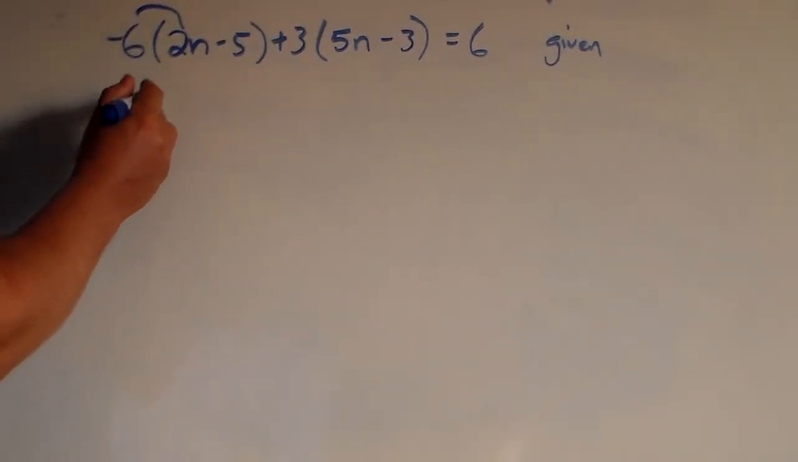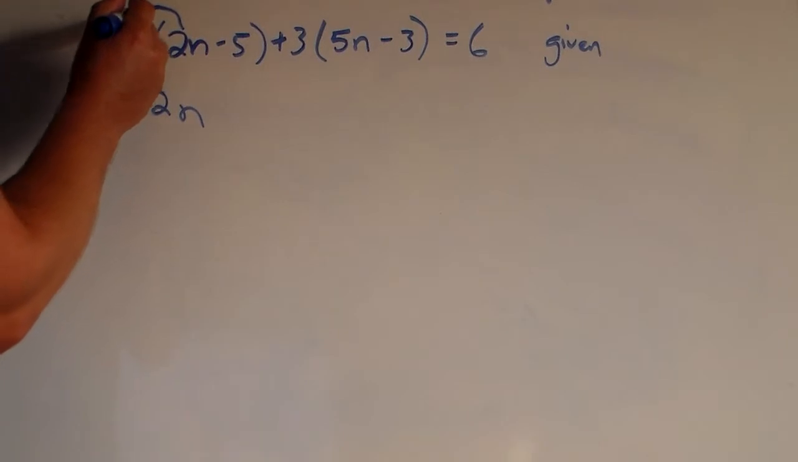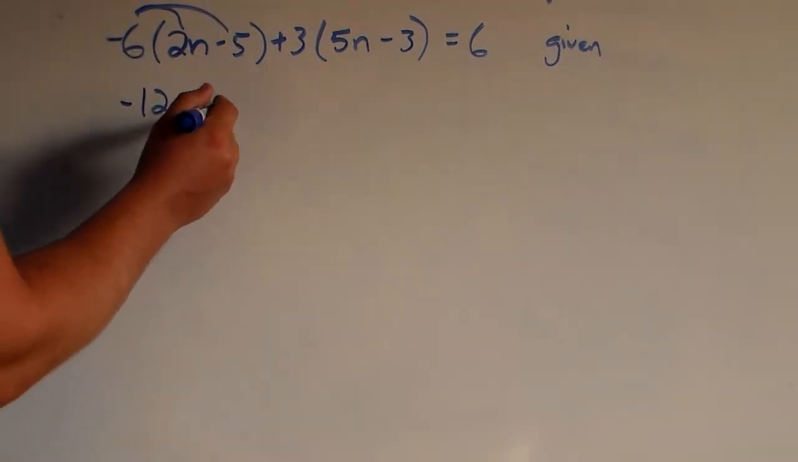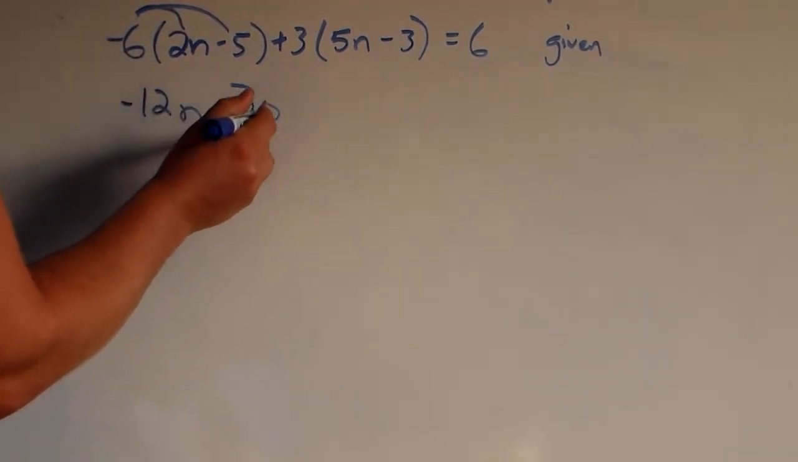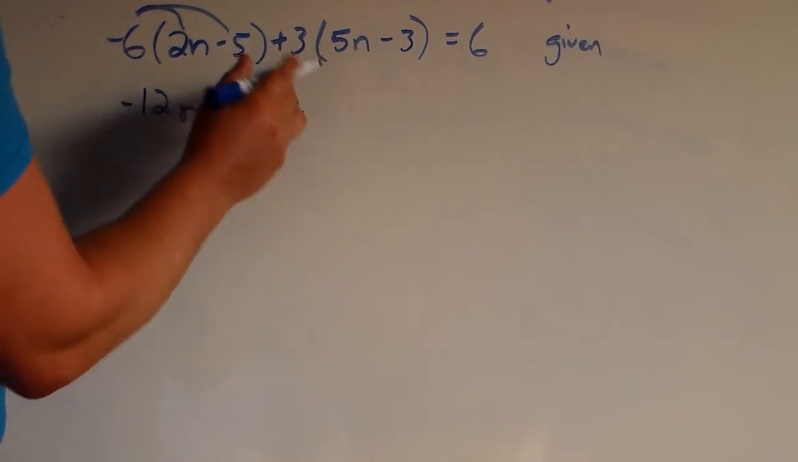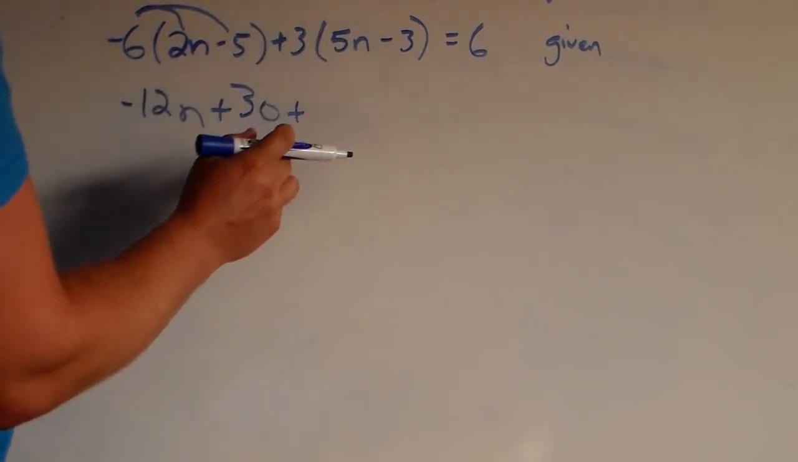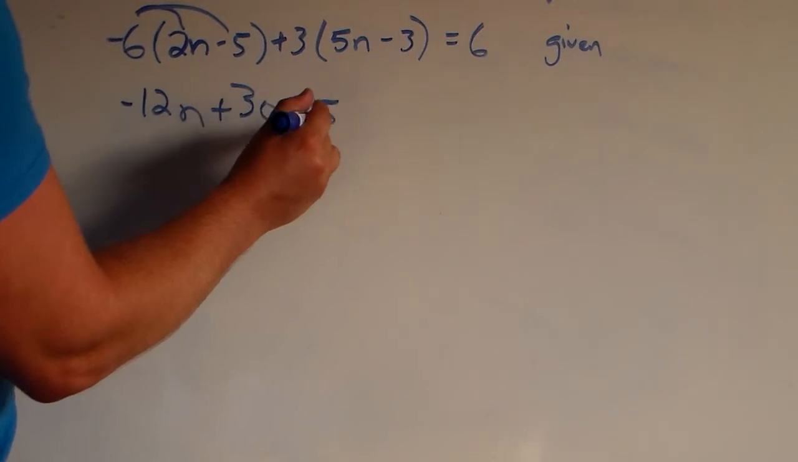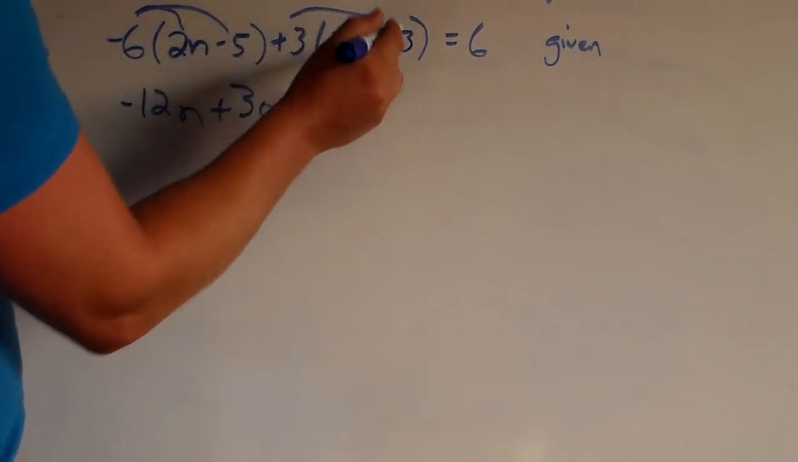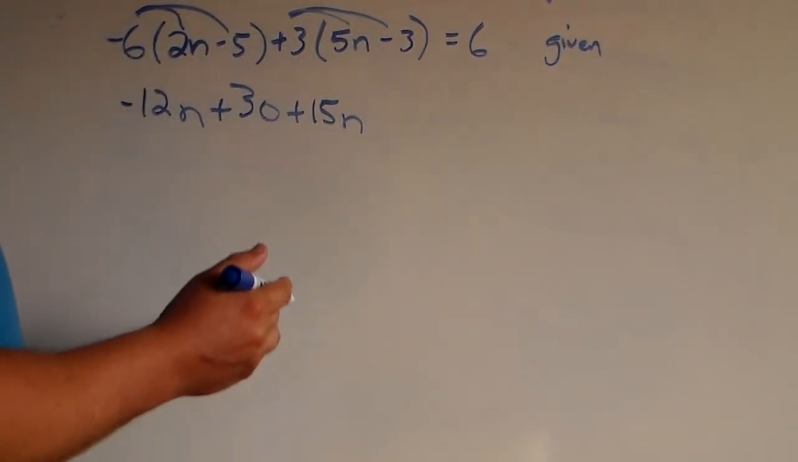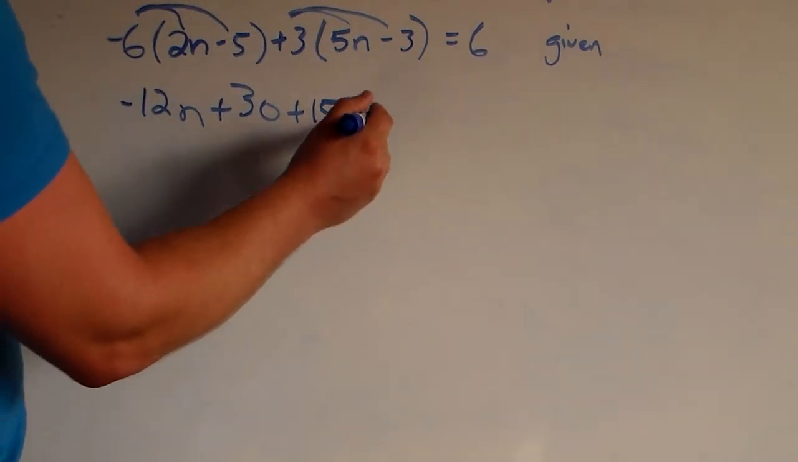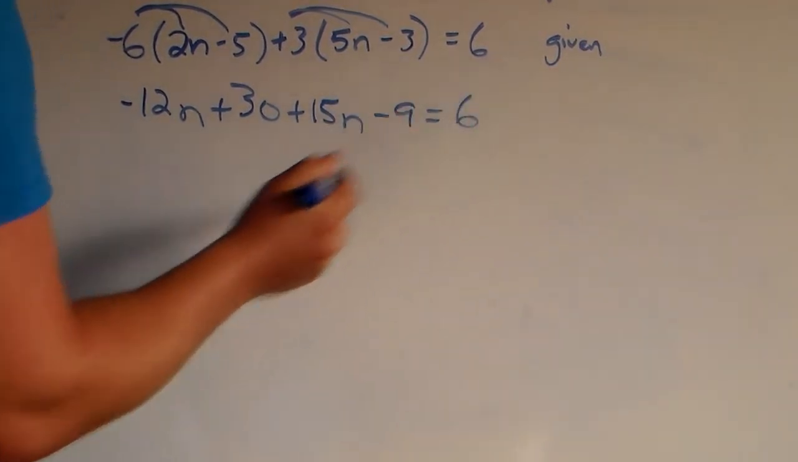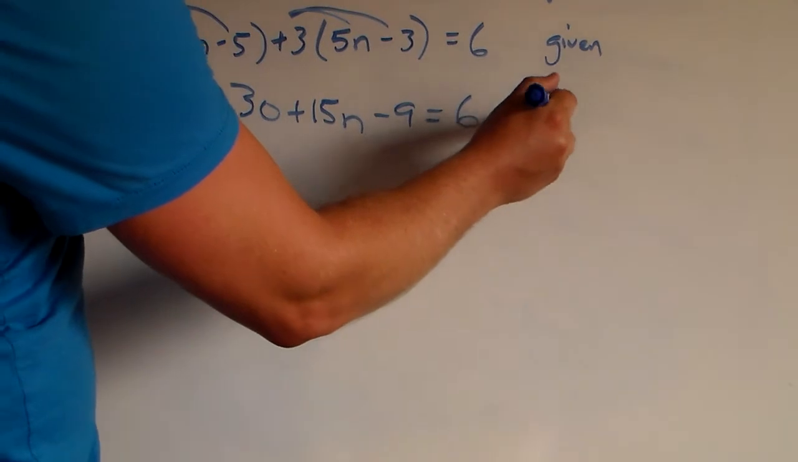Negative 6 times 2n gets us negative 12n. Negative 6 times negative 5 gets us positive 30. Positive 3 times positive 5n gets us a positive 15n. Then positive 3 times negative 3 gets us negative 9. Carry down our equal 6. That was the distributive property.